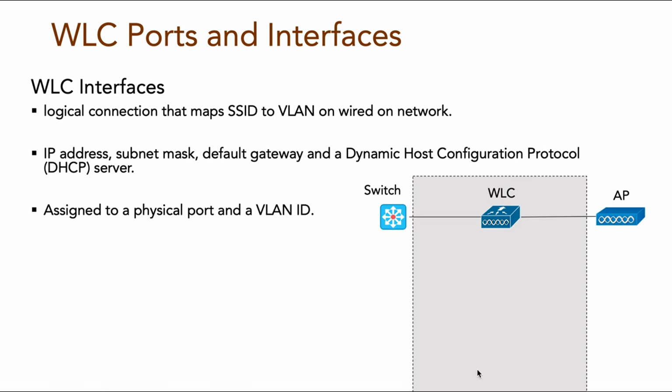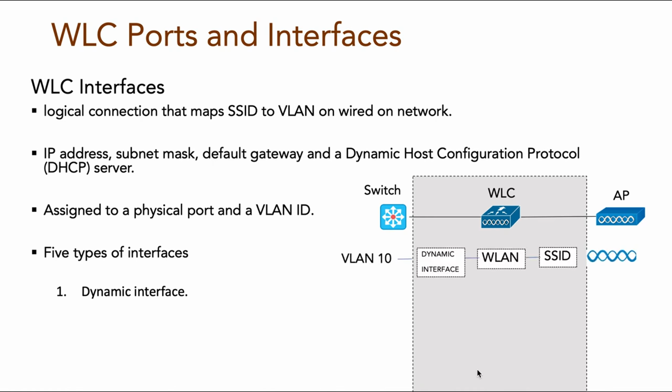So there are 5 types of interfaces available on the controller. Starting with the dynamic interface. It is used to connect a VLAN to a wireless LAN. Dynamic interfaces are created by the network administrator and are for carrying the wireless client data traffic into different VLANs. The WLC supports up to 512 dynamic interfaces, but each dynamic interface must be assigned to a unique IP subnet and a VLAN and acts as a DHCP relay for wireless clients.